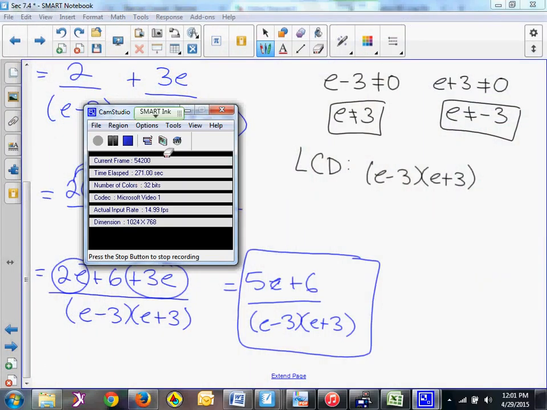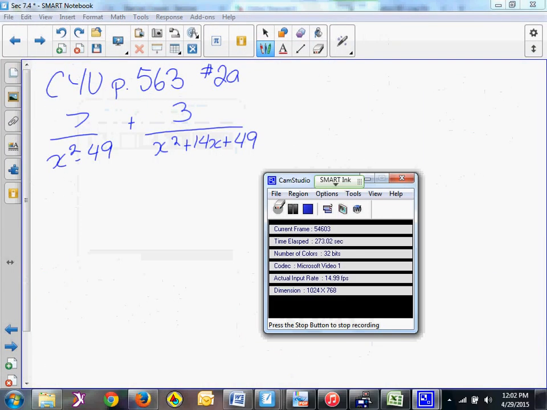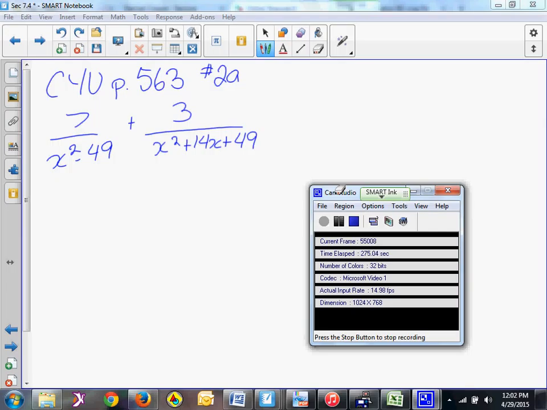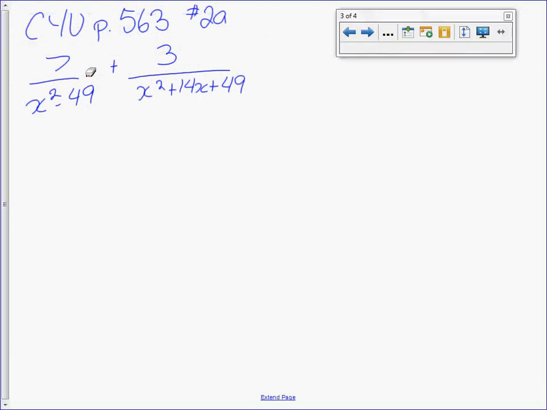Okay, let's look at the next example. Check your understanding, page 563, number 2a. Most likely this example will fit in the margin on this page, and then 2b you can do on the next page. Just warning you, the next one's a little bit long, so you'll have to write small. Or you might even want to do it opposite, so it's your choice.